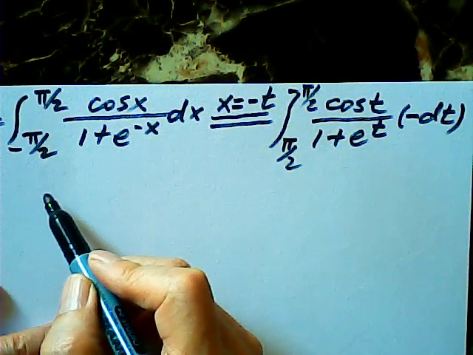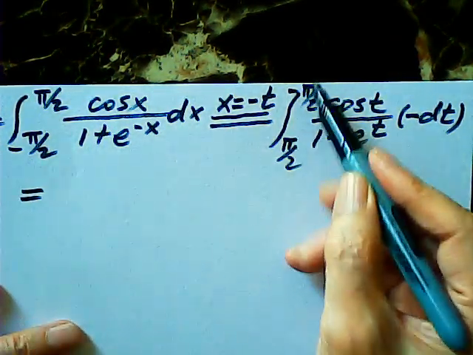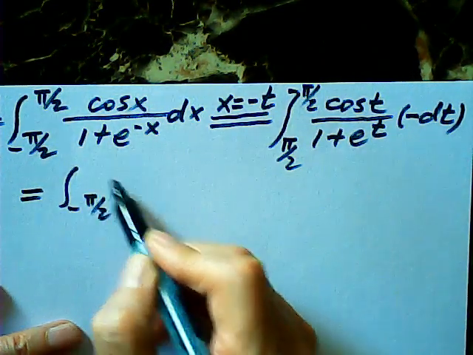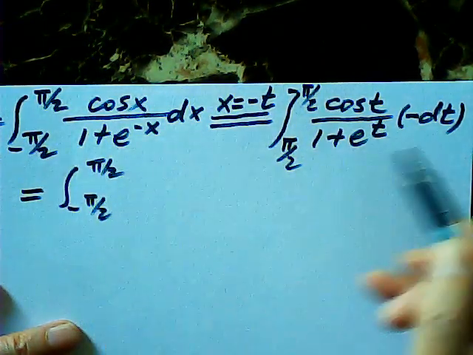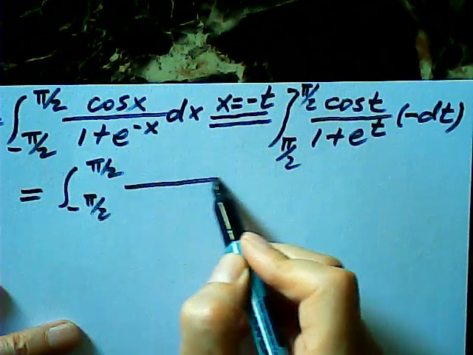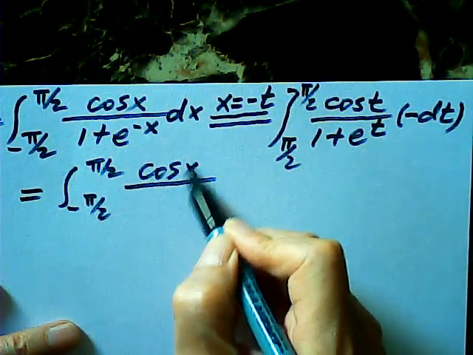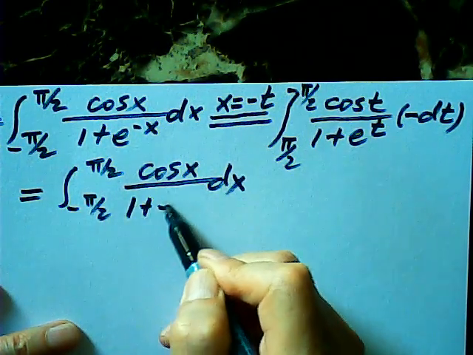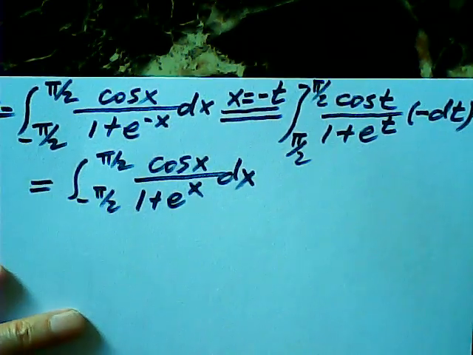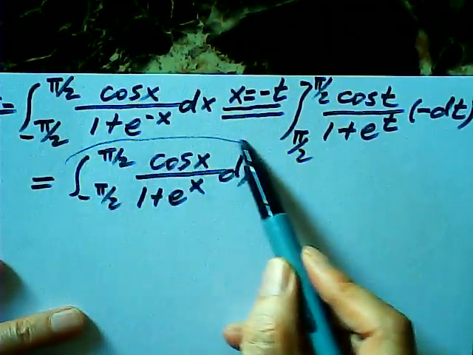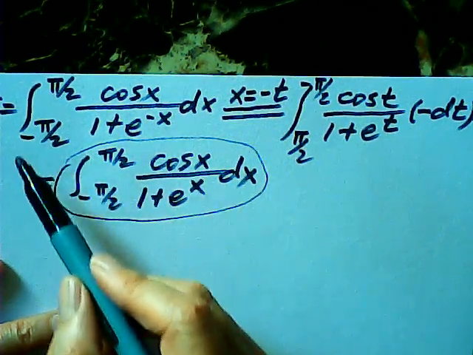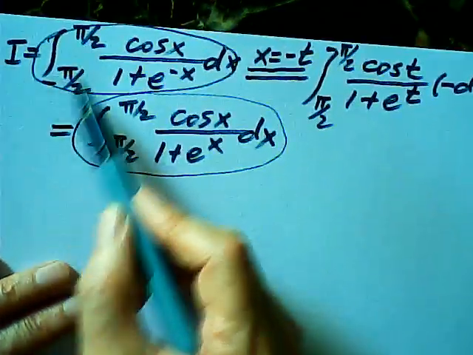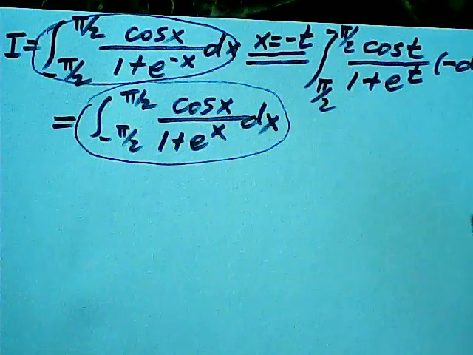Okay, let me switch this one by taking the negative out. So it's from minus half pi to positive half pi. So the negative is gone. It is a cosine. Let me write dummy variable x. So cosine x over 1 plus e to the x. Okay, this is the same integral as in the original integral in the beginning.